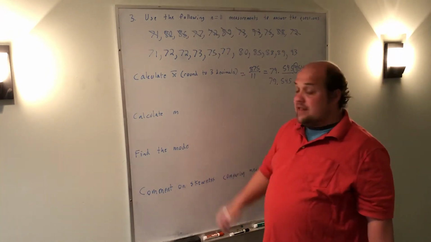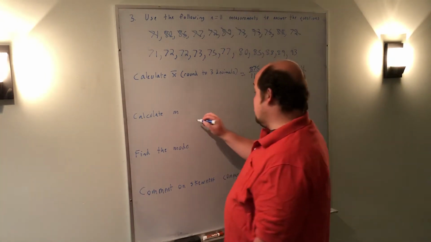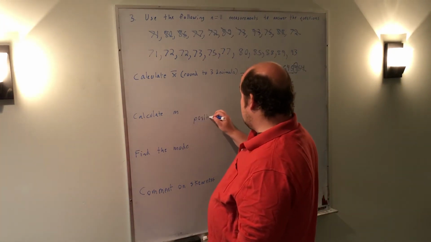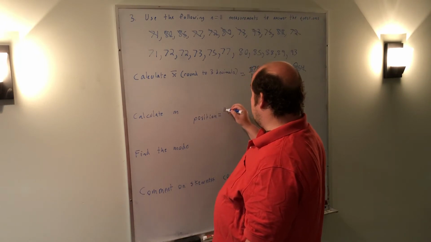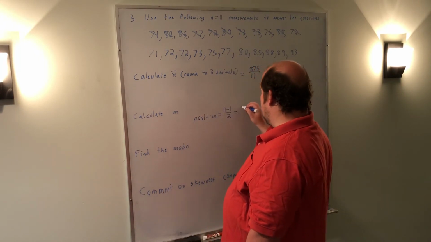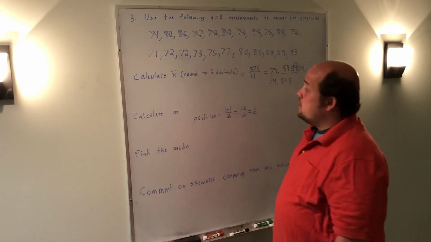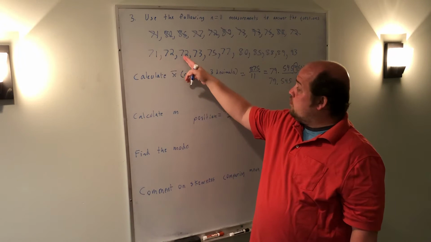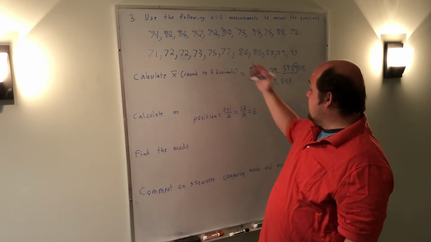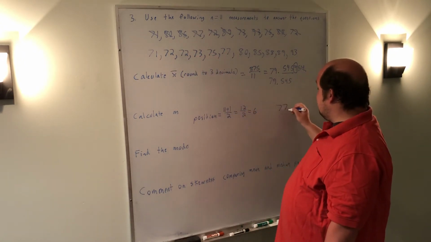When I go to calculate the median, again, where I begin is with my position formula. So the position should be based on n, which is 11, plus 1 divided by 2. That gives me 12 over 2, or the 6th position. So I count over 1, 2, 3, 4, 5, 6. In the 6th position is 77.